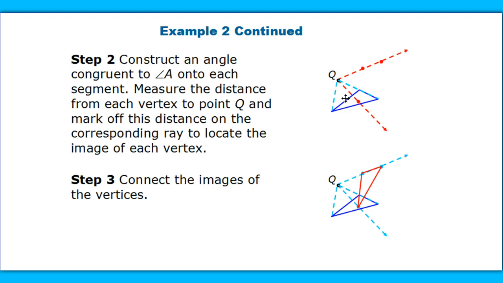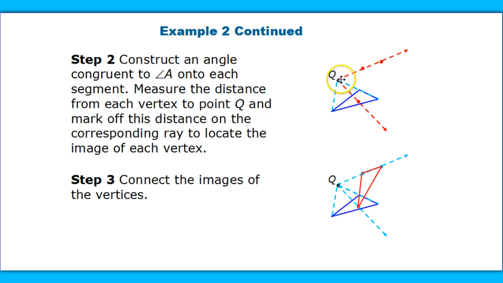These are each equivalent to angle A. Okay, once we have the angle, we can measure the distance from the vertex to point Q, and then mark that same distance on the corresponding ray to locate the image of the vertex. Okay, so let's say this is 5 units, we go 5 units out here on the other ray, and we note that point.